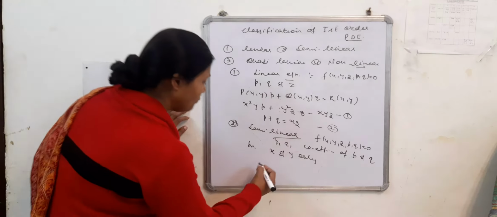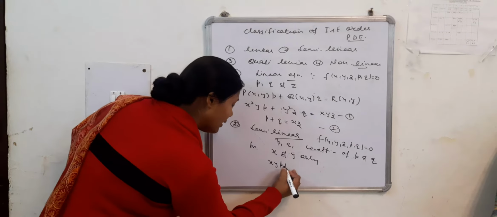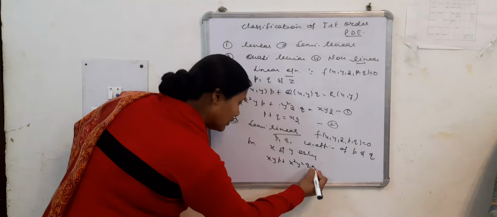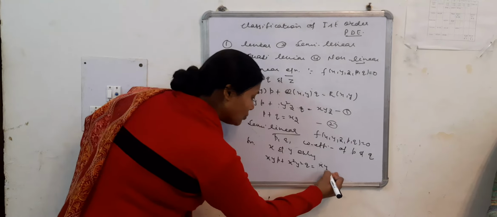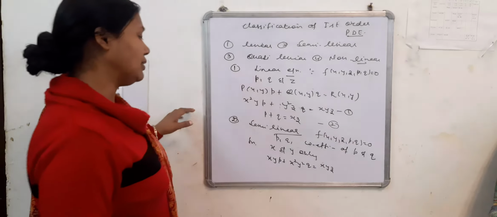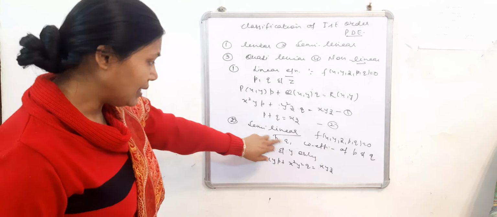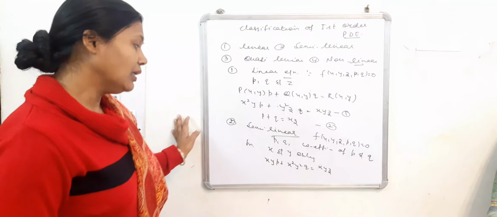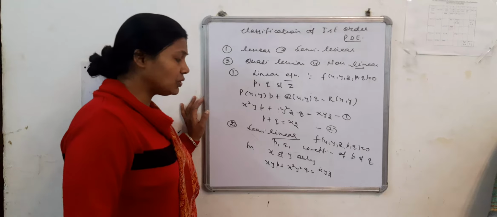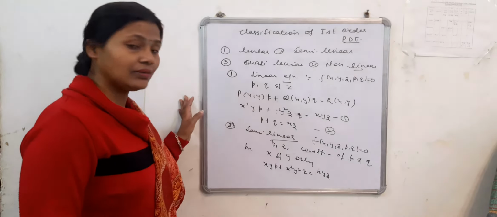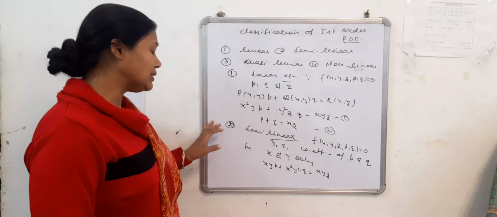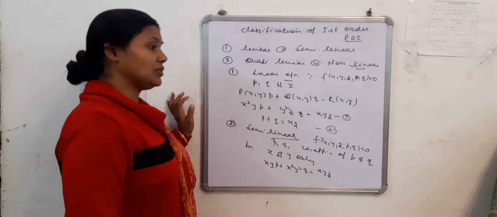That is, it should be of the form xy p + x²y² q = ..., where on the right side you can have any terms. It can be anything. It should be linear in p and q, and the coefficients of p and q should be functions of x and y only. Then we say that this is a semi-linear partial differential equation.